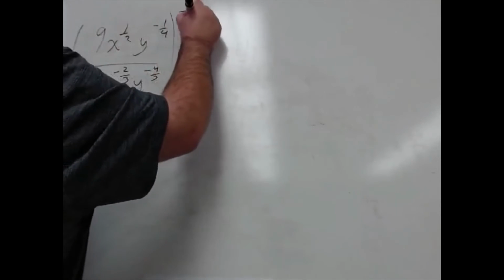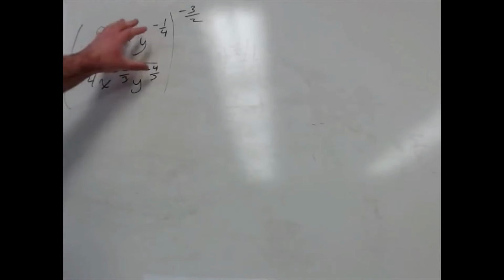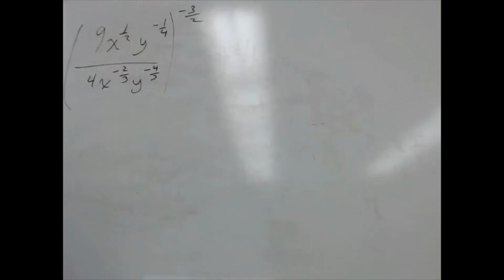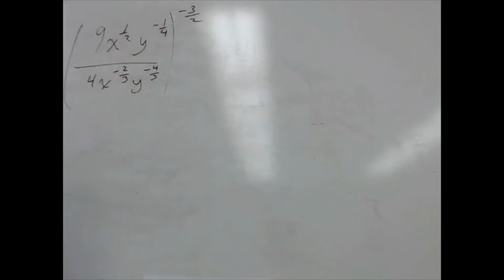Alright, so when I look at a problem like this, I see a negative exponent. I immediately think I'm just going to take whatever's inside before I even deal with it, and I'm going to flip it. That's one way to attack this. So you could flip everything inside and then work with it, or you could work with what's inside first and flip after. It doesn't really matter.